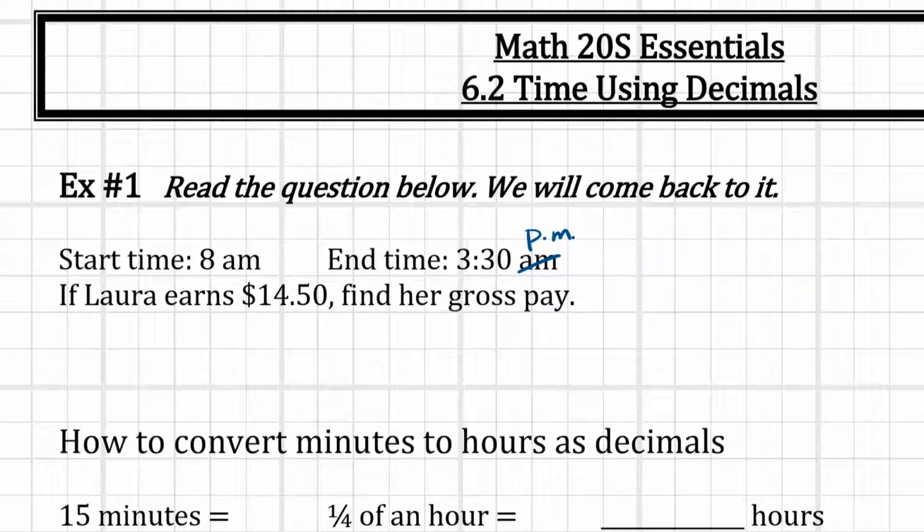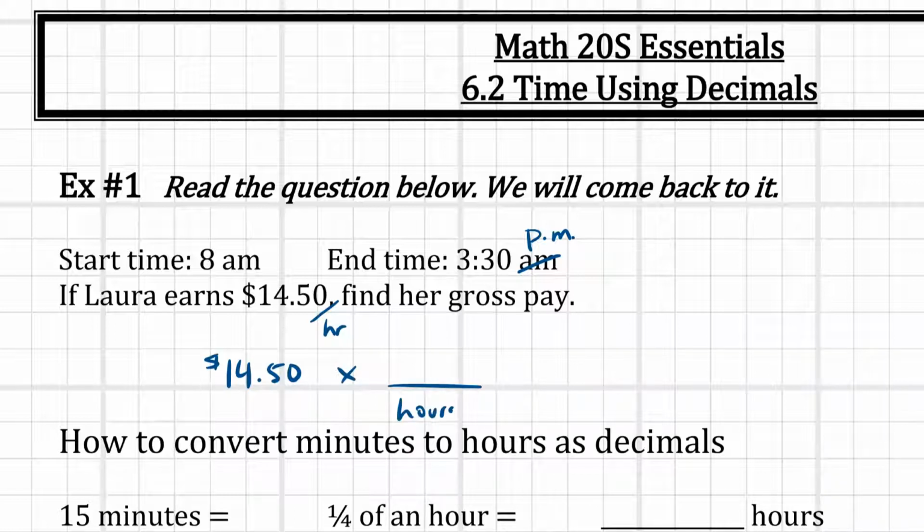And it says if Laura earns $14.50, and I think that means every hour, so like per hour, find her gross pay. So it's a little bit hard to figure out because I know we would do 14.50 times the number of hours, but it's not really clear right away to figure out if you're going from 8 a.m. to 3:30 p.m. how many hours that is.